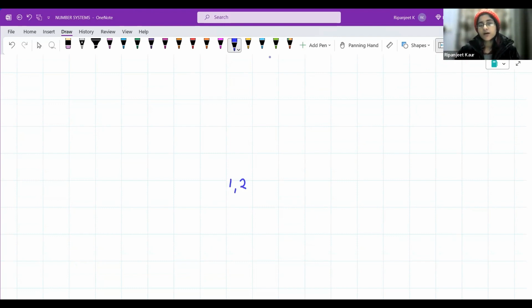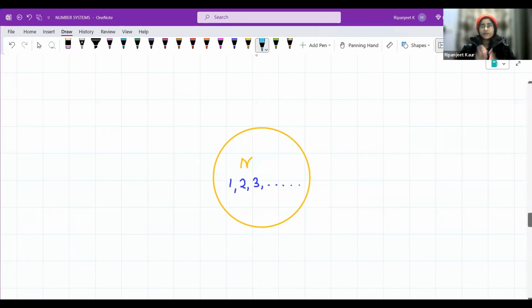For those who have watched the recording previously, do you remember the numbers which started with 1, 2, 3, and so on? Well, they were called natural numbers. And how were they represented? By the letter N. I am just writing N over here so that you remember how we represent them.